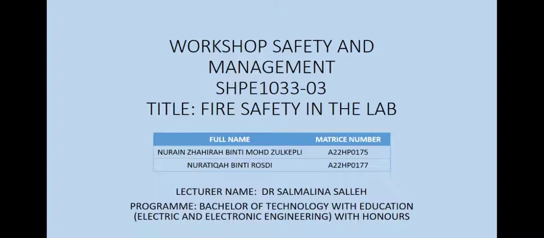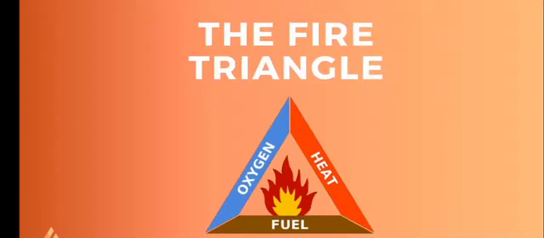We want to discuss fire safety in the lab. What is the fire triangle? The fire triangle, or combustion triangle, is the three components needed to ignite and sustain a fire. The three ingredients of a fire triangle are heat, fuel, and oxygen. If just one of these components is removed, the fire triangle will collapse and the fire will be extinguished. Let's explore these components in more detail.